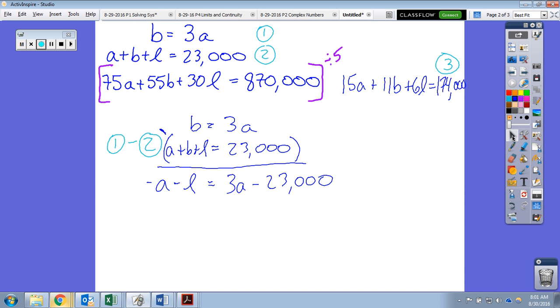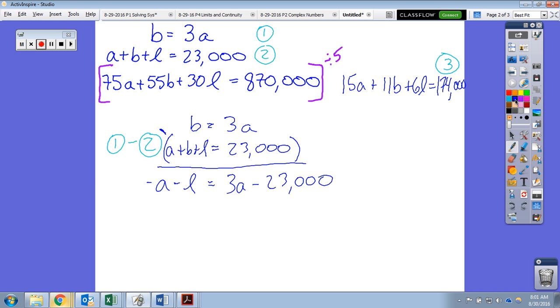This looks a lot nicer to me than this does. I'm going to go with 1. So let's do that. Let's go with 1 and see if this works out.